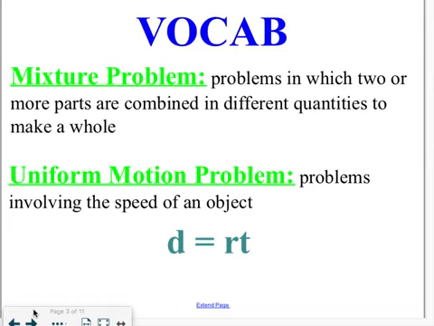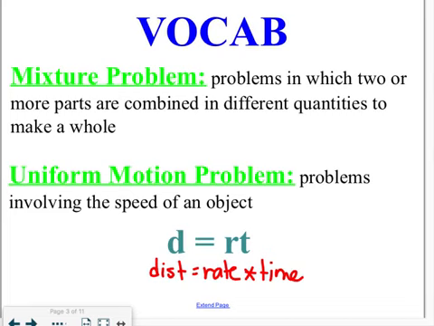Mixture problems are problems where you are combining two or more pieces in different amounts to make a whole. So we're putting together different parts to try and make one whole number, or one number to represent the group. Uniform motion problems are problems that involve the speed of an object, and for those you will need the equation D equals RT, which stands for distance is equal to rate times time. So distance is equal to rate times time.